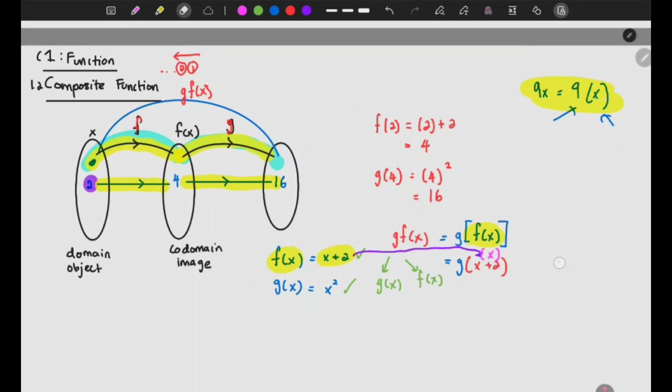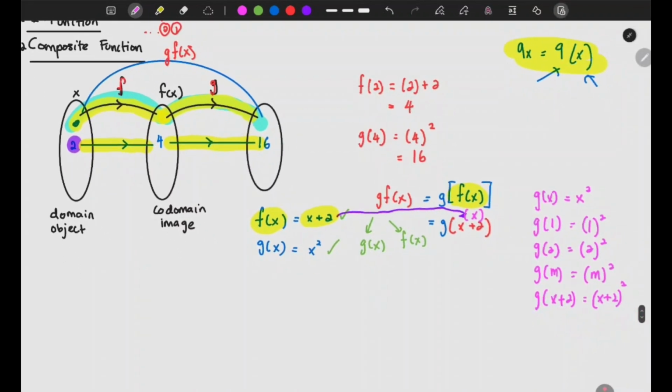What if, you know my g(x) is x squared, right? If I have g(1), it will be 1 squared, isn't it? If I have g(2), it will be 2 squared. If I have g(m), it will be m squared. If it's g(x plus 2), it's x plus 2 squared, isn't it? So that's the same concept. You just need to assume it like an x. Whatever is inside the bracket for your function is something similar to the x.